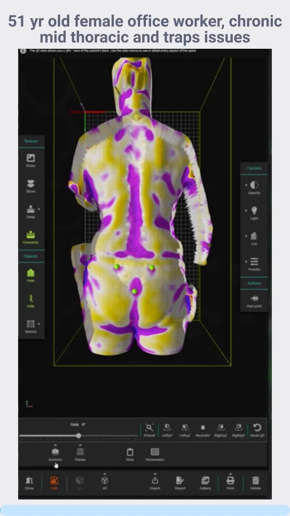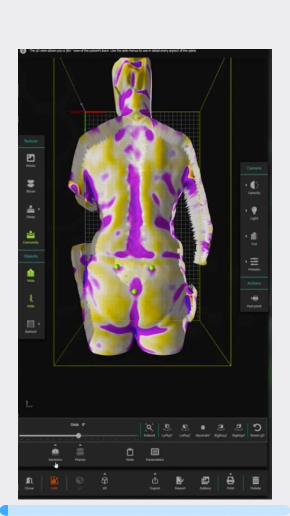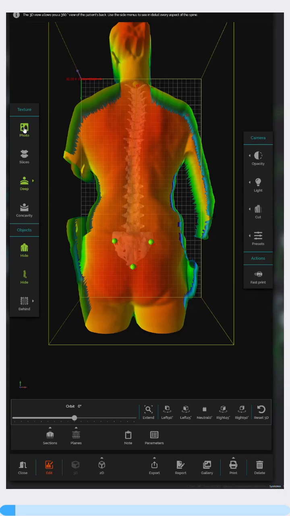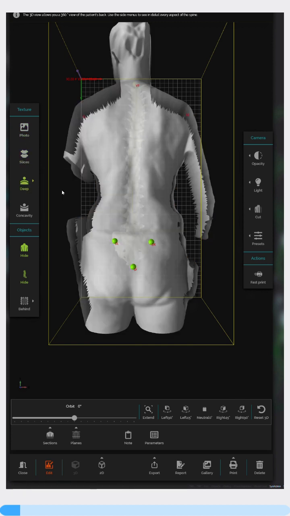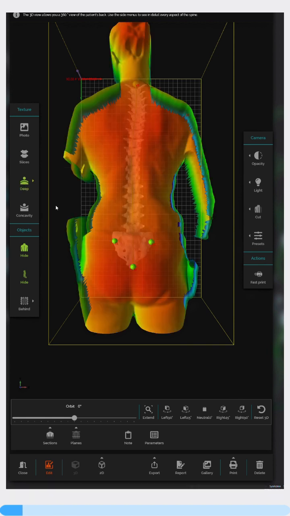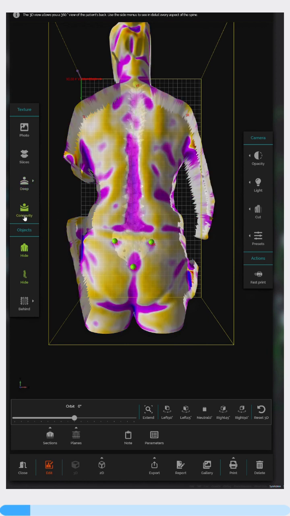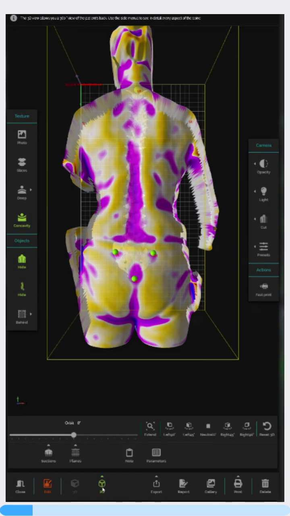This is a 51-year-old female office worker, relatively sedentary, who's had chronic mid-thoracic and traps issues. The Spine 3D from Sensor Medica can show your data in various different formats, from looking at the photograph of the patient to slices view, deep grey. We prefer deep colour, it's better at showing depth and is akin to a heat map in terms of areas that are close to the camera, so it's very good for interpreting 3D rotational deformities, and the same when we're looking at the concavity.